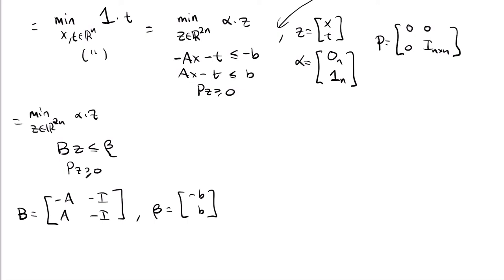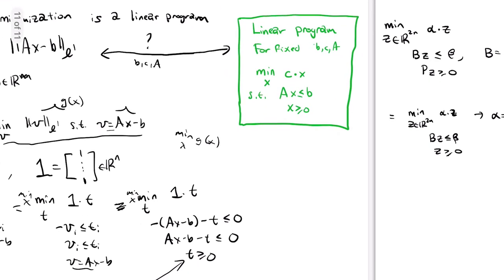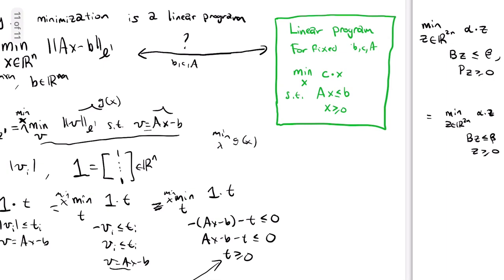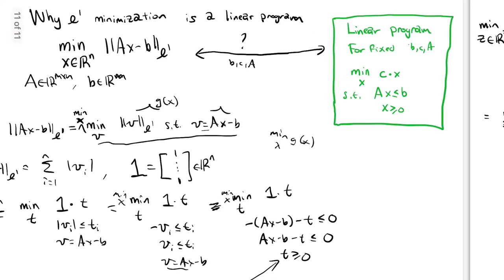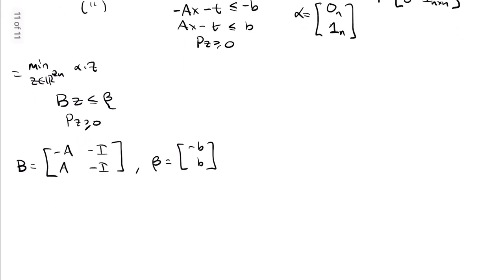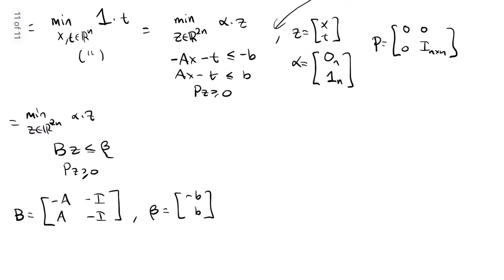And there's one more step. So here in the green that you see, we need z greater than or equal to 0, but right now we have pz greater than or equal to 0. So this is actually very convenient. I'm essentially just going to skip a step on you guys. So this is the minimum over z of alpha dot z, with Bz less than or equal to beta. And I'm just going to say, well, that's z is greater than or equal to 0.